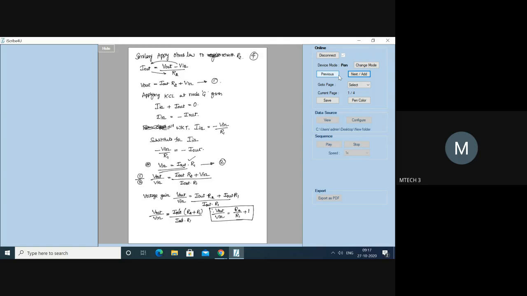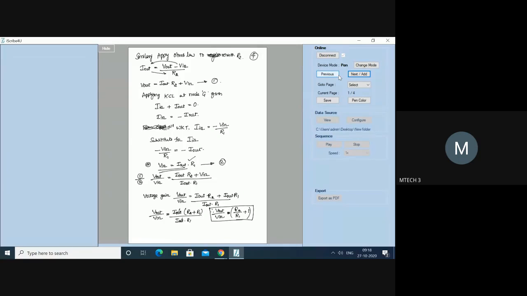Now, what is Vout by Vin? It is nothing but the gain. So now the gain will be equal to the ratio of resistances plus 1. The gain is greater than or equal to 1. We are not having any negative sign here, so we are having positive. It means that the output is not going to be reversed. The output is going to be in phase with the input value.